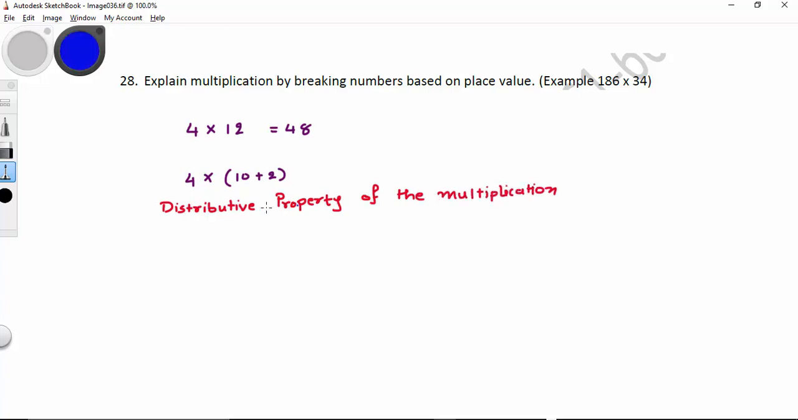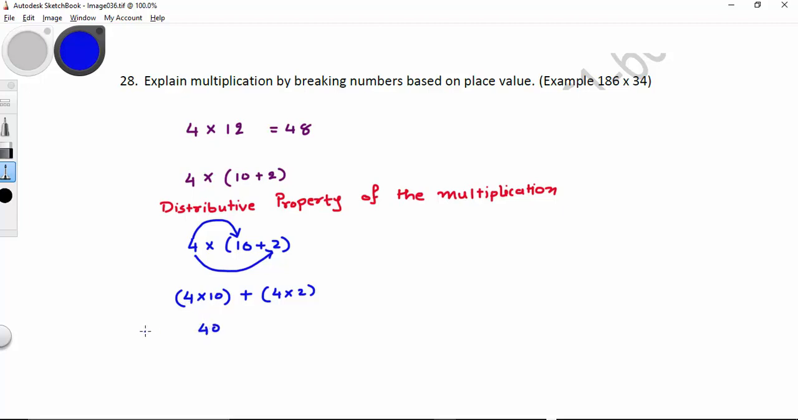So how to apply this property? Let us see. I am writing this expression again. 4 times 10 plus 2. Now I have to multiply 4 by 10 plus 4 by 2. So I am going to write this as 4 times 10 plus 4 times 2. 4 times 10 is 40.